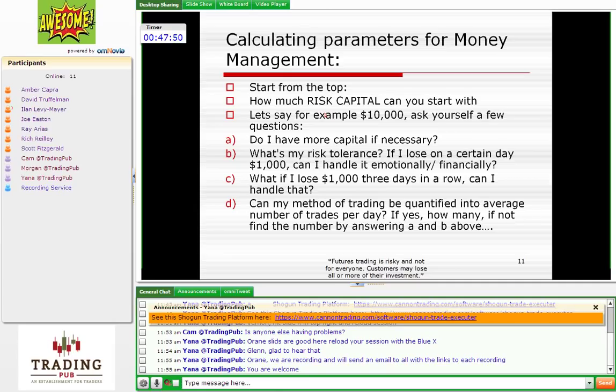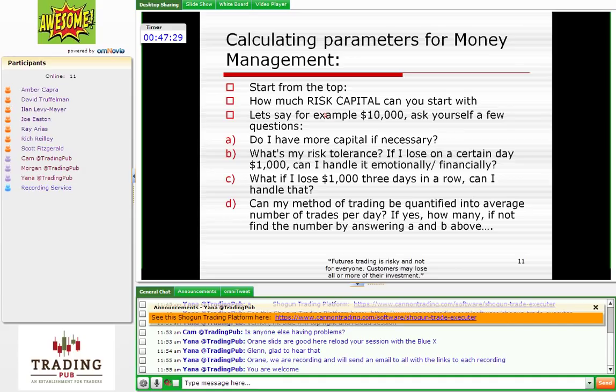So you may be able to handle $1,000 a day if you have a $10,000 account. I've seen other traders with a $500,000 account that the most they can handle is $10,000, so the ratio there is quite different. Then you got to ask yourself, what if I'm hitting a really bad period and I'm losing $1,000 3 days in a row? Can I handle that? Okay.